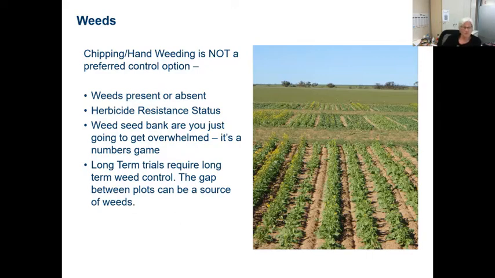Generally, if you're doing a farmer property, the farmer will probably have information for you so that you can look into that information, but it's still something that you need to look at yourself. Long-term trials, we have to go back and look at the weed control through what they've done. Gaps between plots can also give you a weed source, which you don't want, but they can be controlled also.